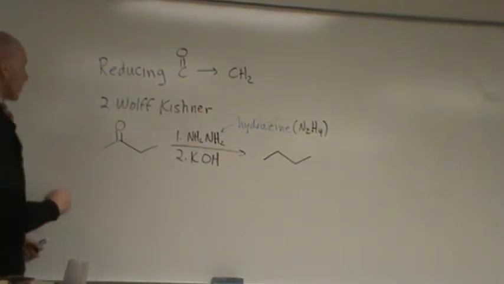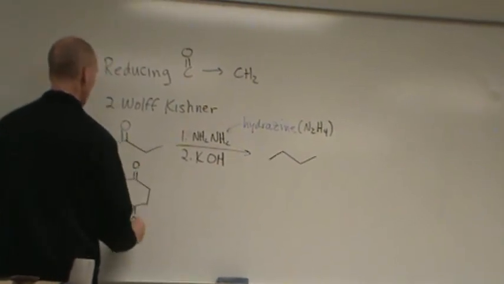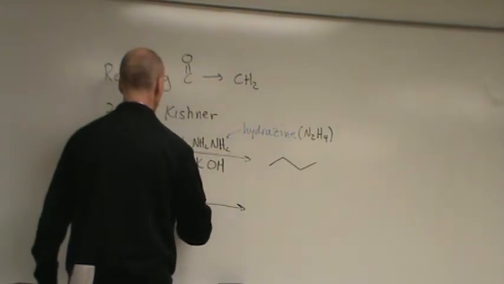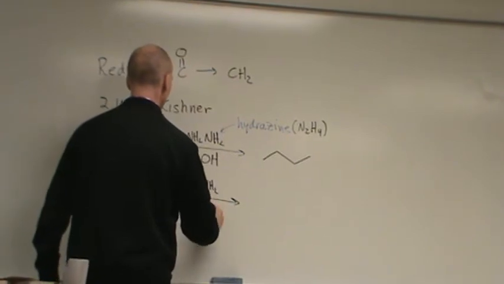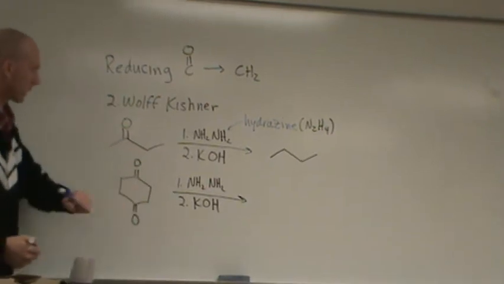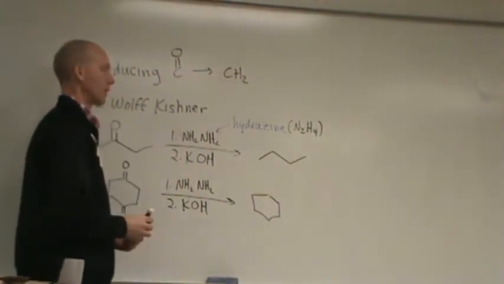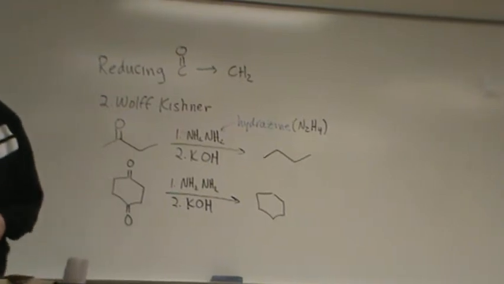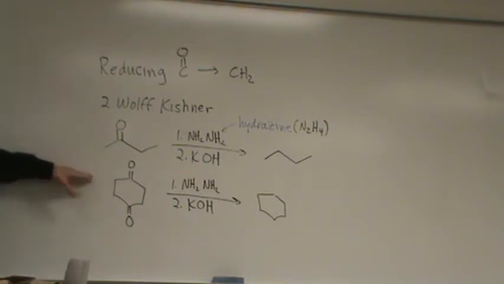So, see the same kind of thing on rings, where here, it would take a bite, it would bite off both carbonyls and give you the cyclohexane. All right, so be familiar with both ways of reducing a carbonyl to CH2.